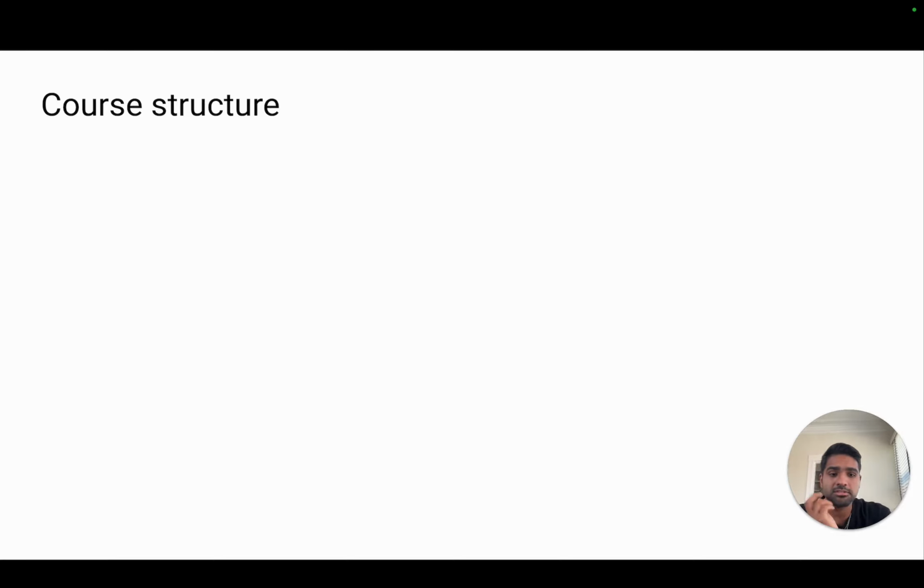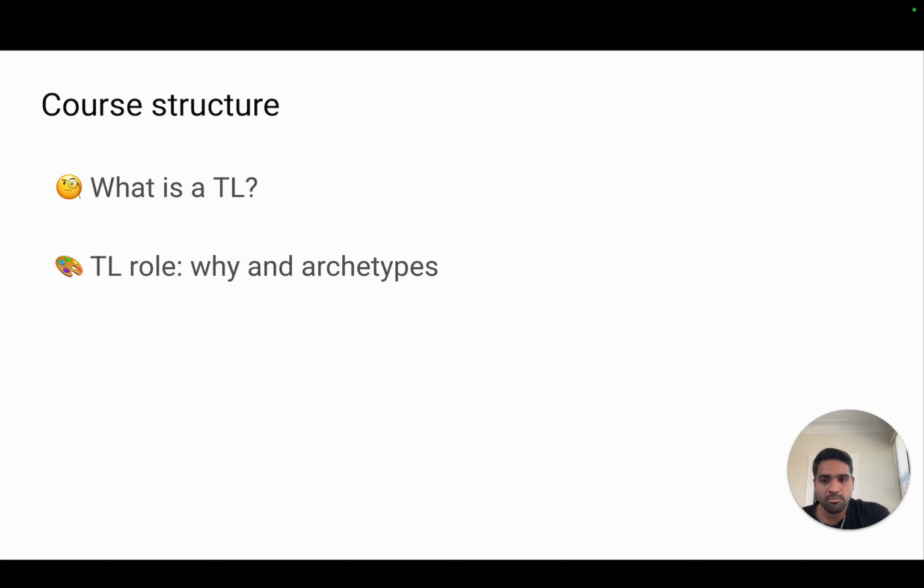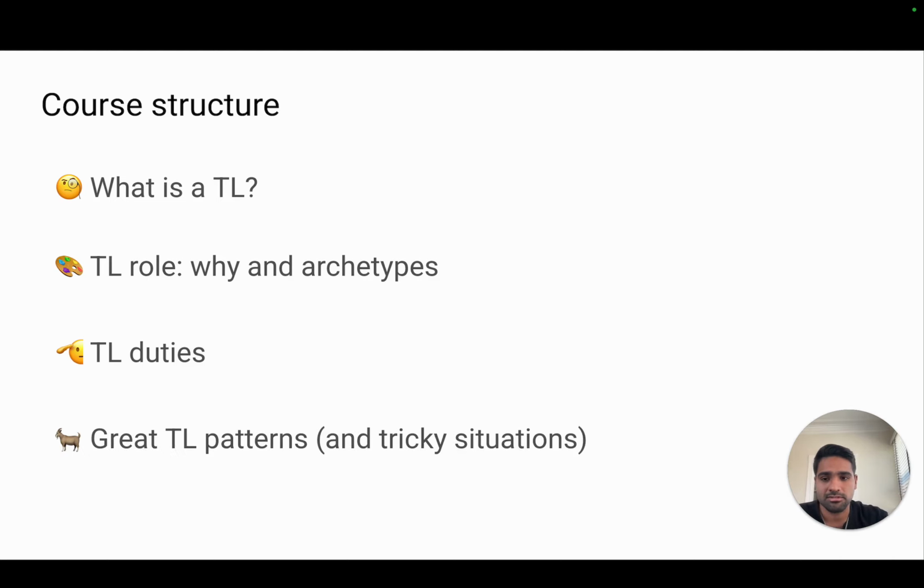So the course structure alludes to that a little bit. First, we'll start with curiosity. What is a tech lead? Then we lead it up with why this role exists and what are some of the archetypes of this role. Followed by that, we'll talk about the core of this course, which is TL duties. And I've broken it down into 3 parts, and we'll get more into that. And we'll finally wrap it up with how great tech leads behave and certain tricky situations that even a great TL has to deal with.